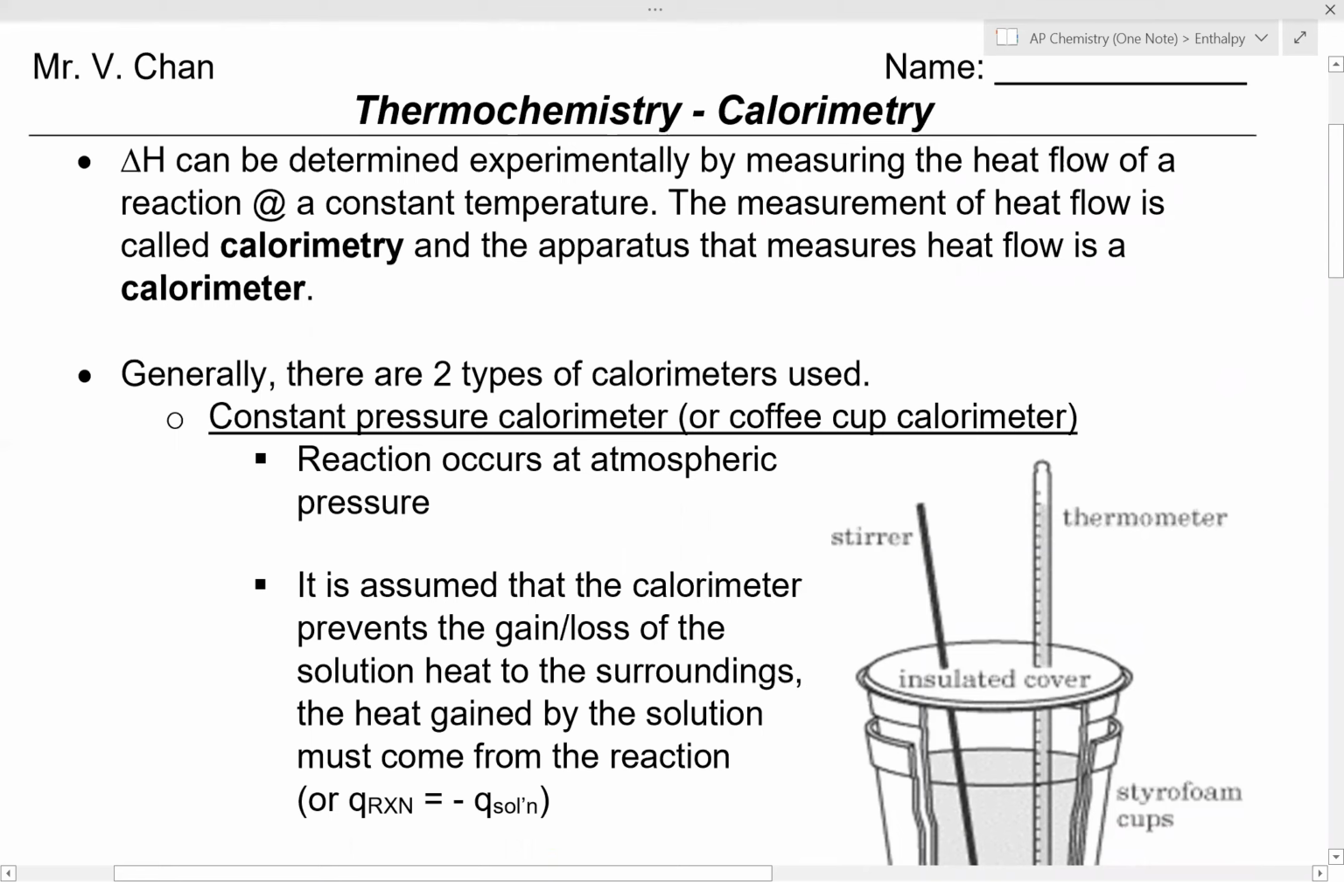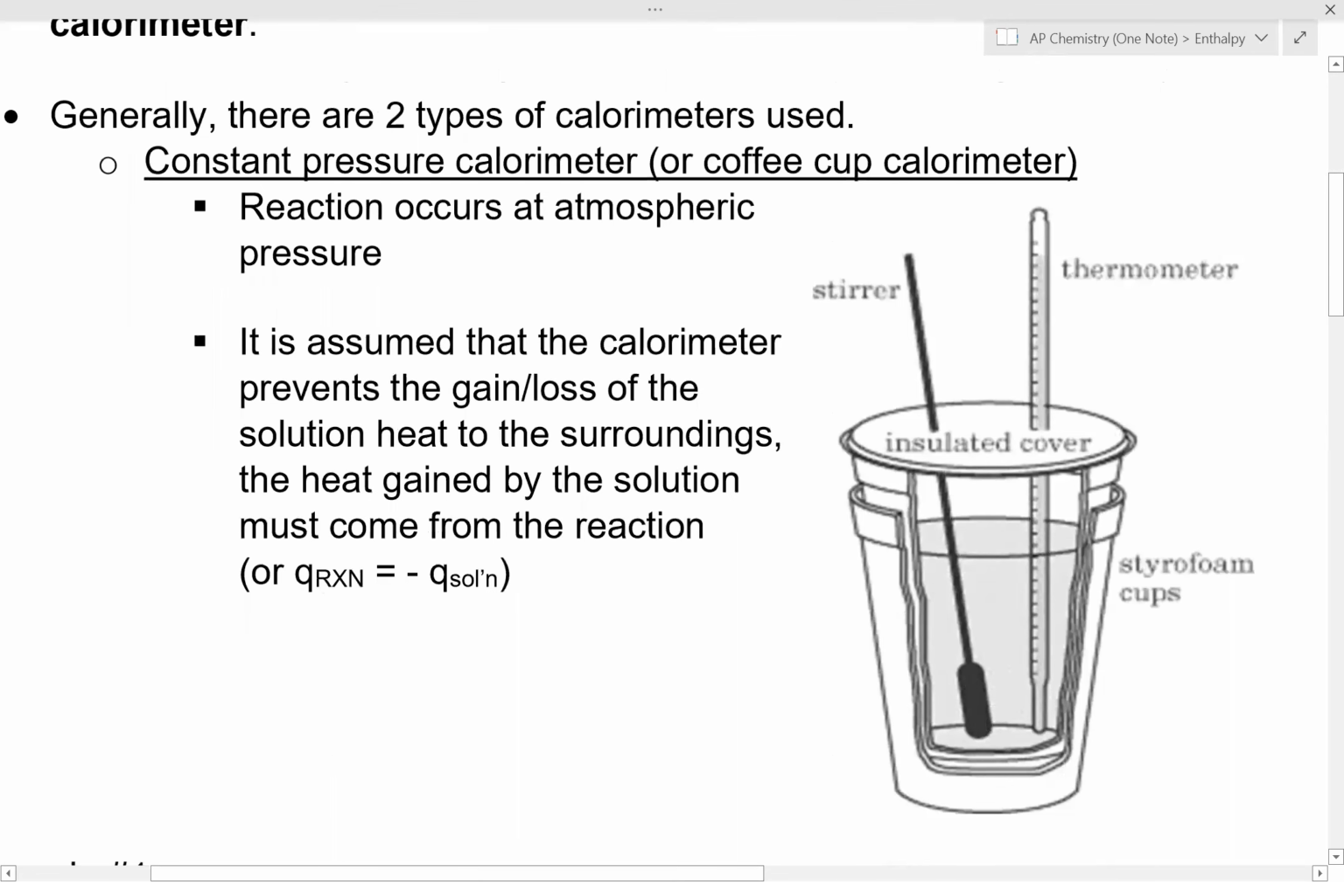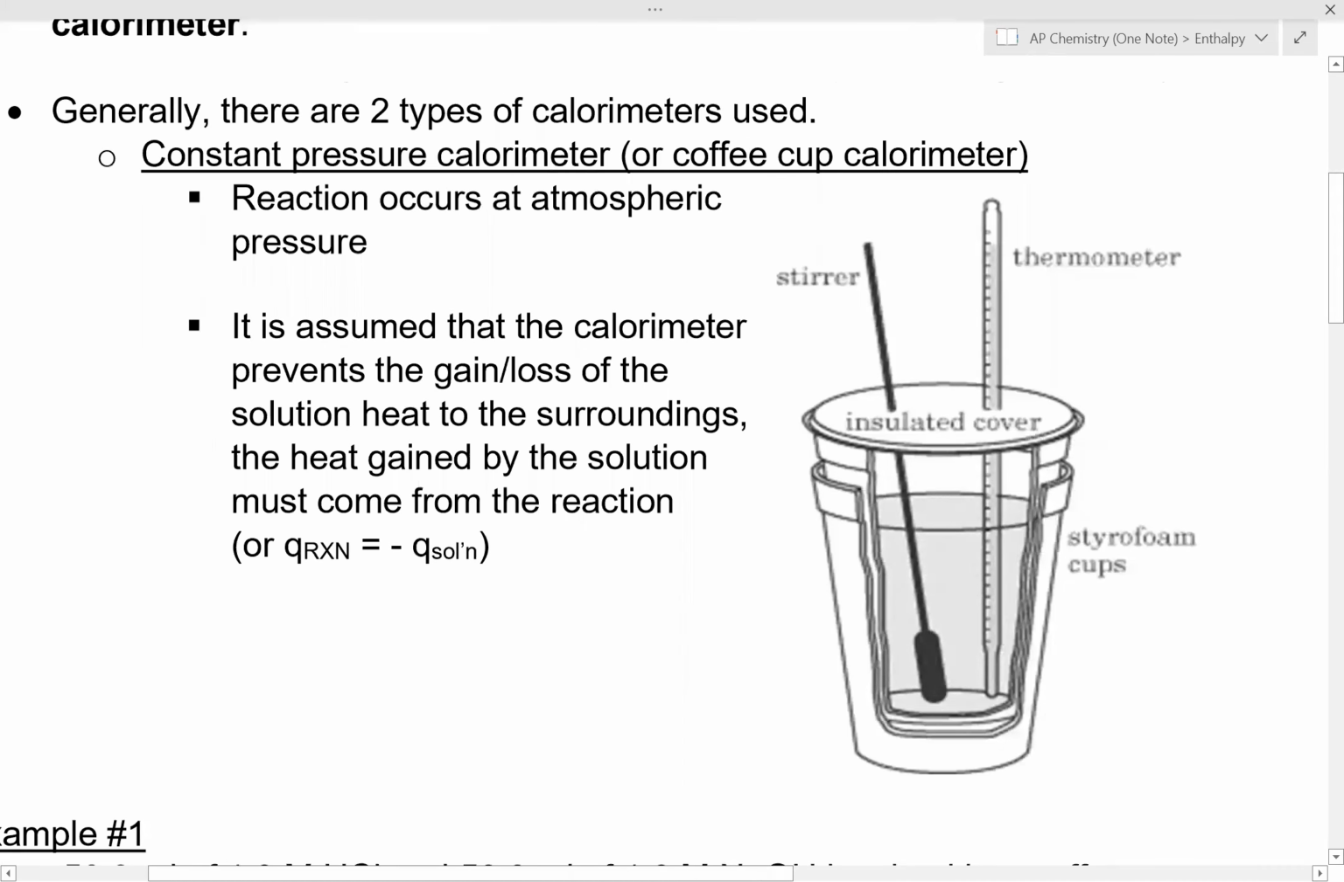Now, there are generally two types of calorimeters that are used. One is called a constant pressure calorimeter or a coffee cup calorimeter. This is a reaction that occurs at atmospheric pressure. It is assumed that the calorimeter prevents the gain or loss of solution heat to the surroundings, and the heat gained by the solution must come from the reaction. So how do we set it up? It's basically two coffee cups put together to form an insulation. The reaction occurs inside, and we measure the temperature.